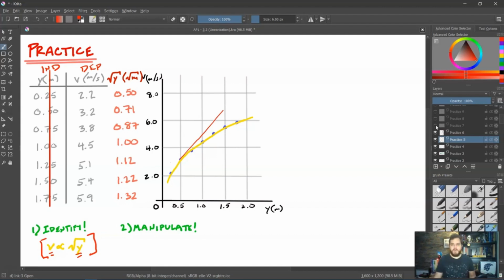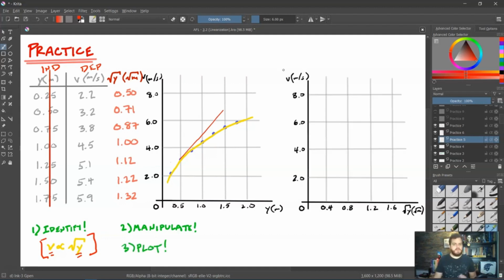So now we're going to plot these, and so to do that, I'm going to leave v on its same axis. It's still the dependent variable, and I'm going to put the square root of y on the horizontal axis, keeping in mind, if you look, I've changed the scales, so I'm going to plot these points with the square root of y and v. You can see this is much closer to a linear line.